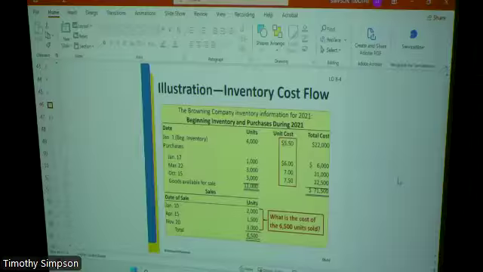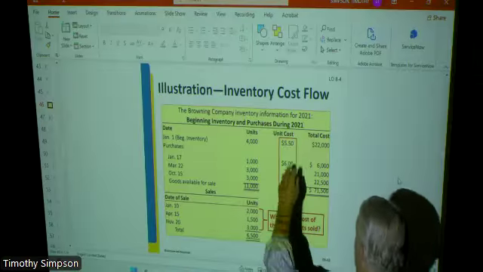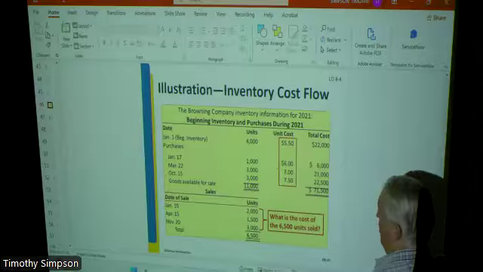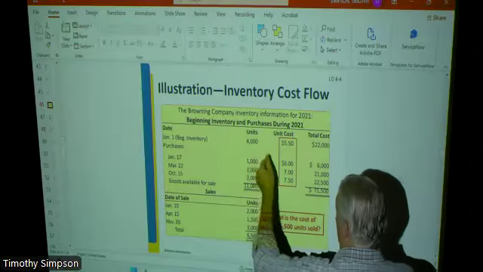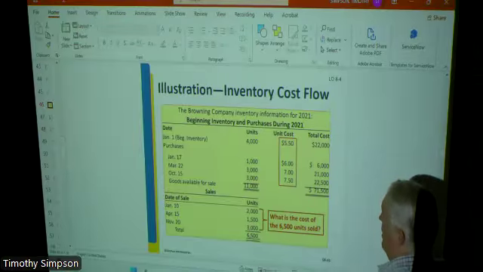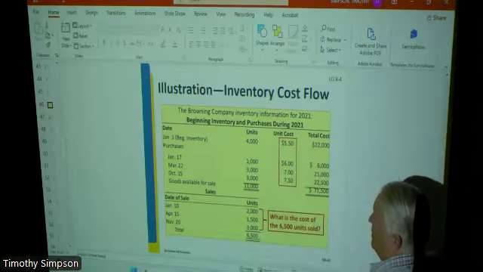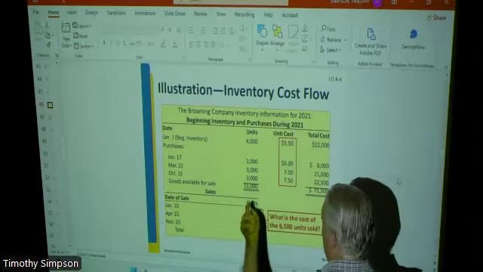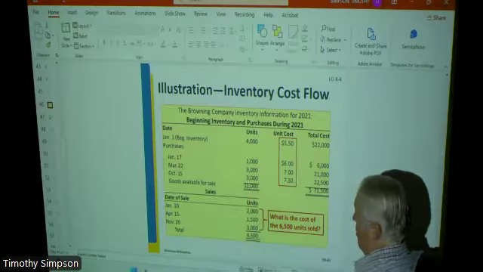So we've got beginning inventory during 2021. Starting the year, we have 4,000 units and a unit cost of $550. So we have total cost, basically price times quantity, or quantity times price, whatever you prefer. And obviously cost of inventory is a dollar figure. And then we have purchases January 17th, March 22nd, October 15th.